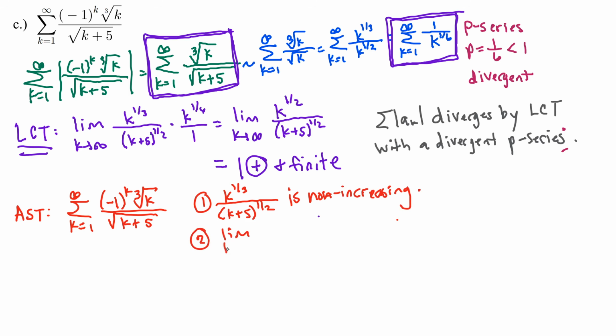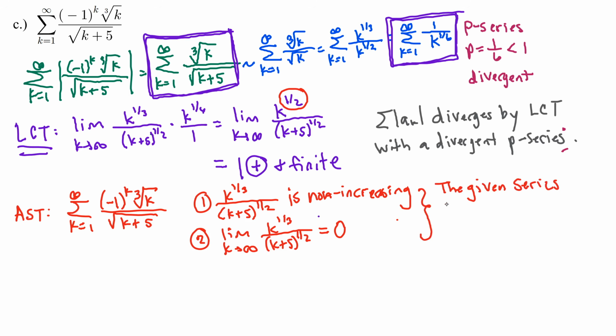The second thing I need to do is find the limit as k goes to infinity of k to the 1/3 over k plus 5 to the 1/2. Now, it kind of feels like we're repeating ourselves here. Remember, the details are a little different than what we did up here because our exponents are different. But we can see the degree of the denominator is bigger than the degree of the numerator, so the limit is 0. So that is the second tenet of the alternating series test that has been verified. So we can say the given series converges by the alternating series test.